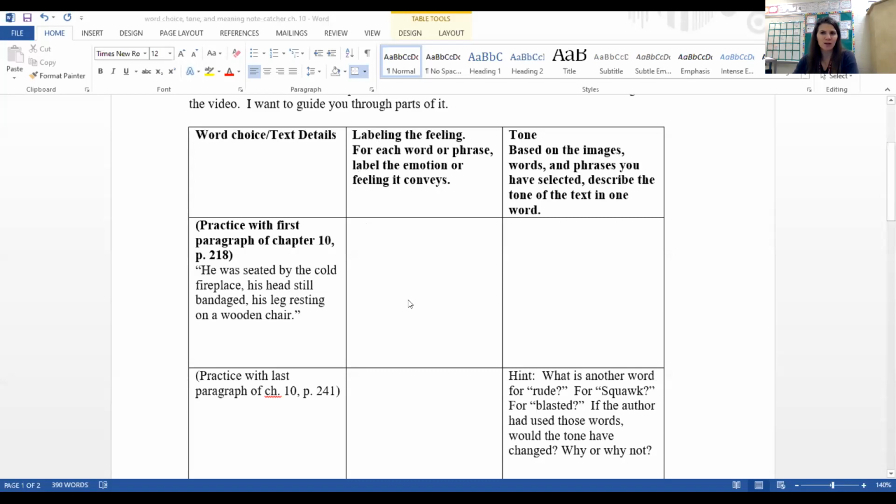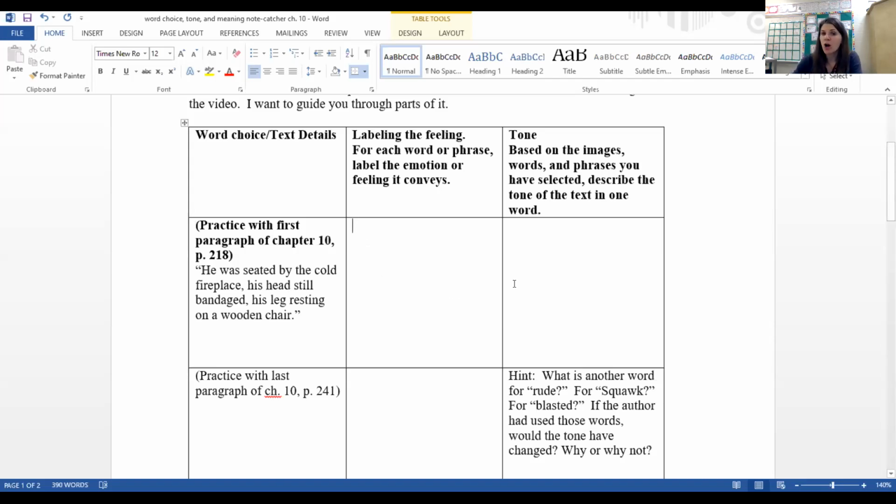So remember how I touched on some specific word choices here? You might even go through: the feeling that I get from the cold fireplace is... the fact that his head is still bandaged makes me feel... the wooden chair makes me feel... Okay, so I'd like you to give me at least a sentence in this box. So take a minute before we go on, put your cursor in this box and type that out. If you need to pause, please do.